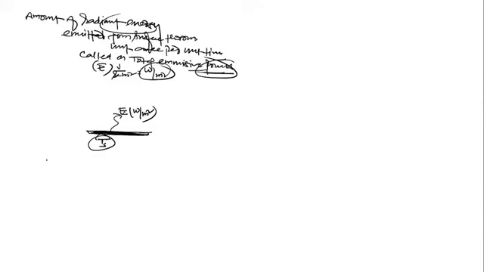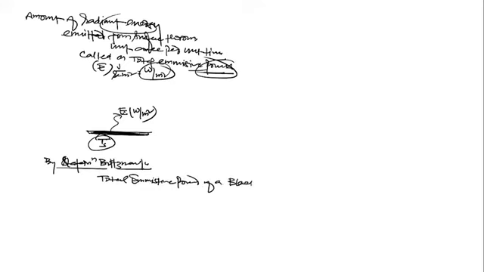So by the Stefan-Boltzmann law, this is a rate equation. Total emissive power of a black body is proportional to the fourth power of absolute temperature.